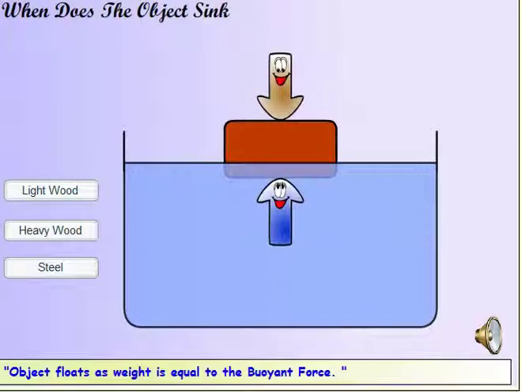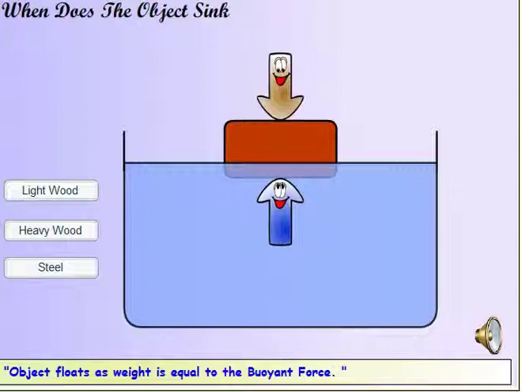A body floats when its weight is equal to the buoyant force. In case of light wood, the wood that is submerged in the water is less. Therefore, the buoyant force is less. This buoyant force is equal to the weight of the light wood, and hence it floats.